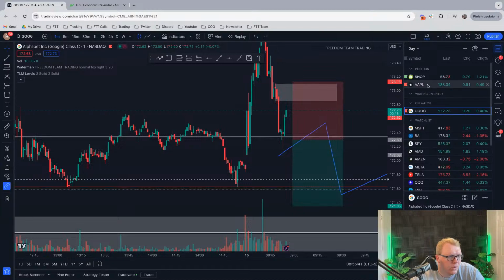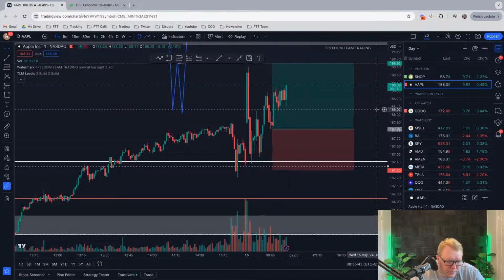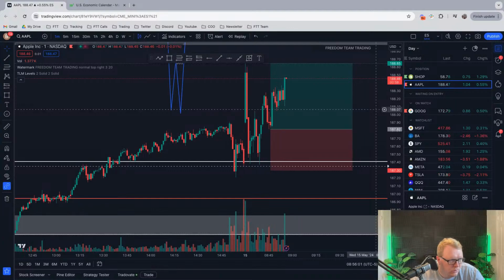Nice pump on Goog. Follow suit, baby. Nice pump on Apple. See what we can do now, baby. Stress-free trading. It's the best way to trade.